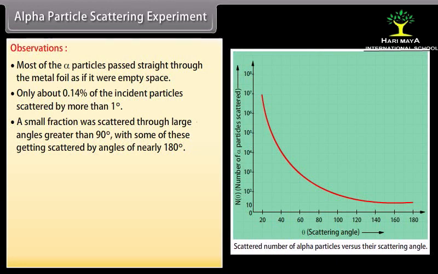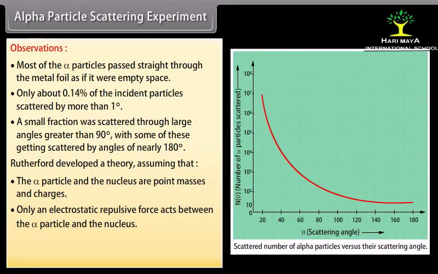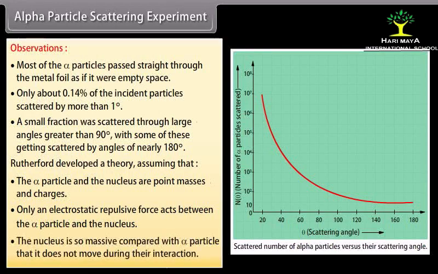with some of these getting scattered by angles of nearly 180 degrees. Rutherford developed a theory assuming that the alpha particle and the nucleus are point masses and charges. Only an electrostatic repulsive force acts between the alpha particle and the nucleus. The nucleus is so massive compared with the alpha particle that it does not move during the interaction.